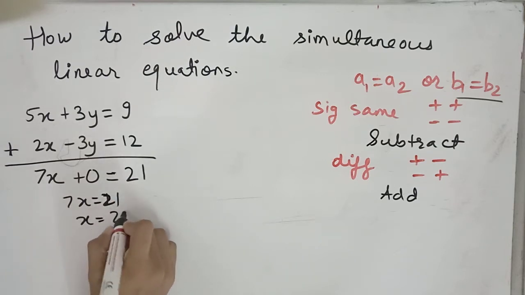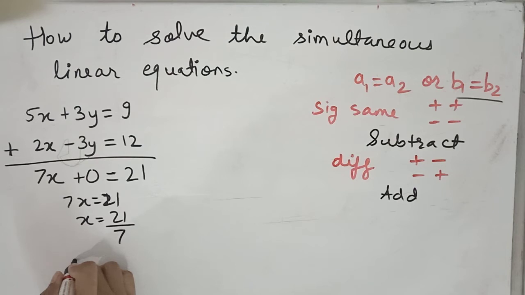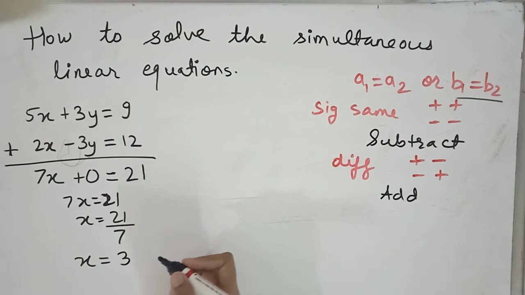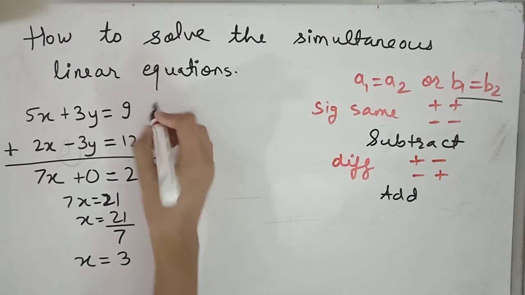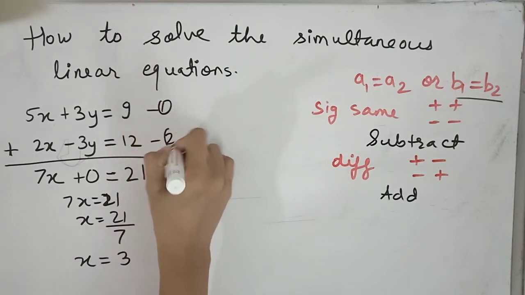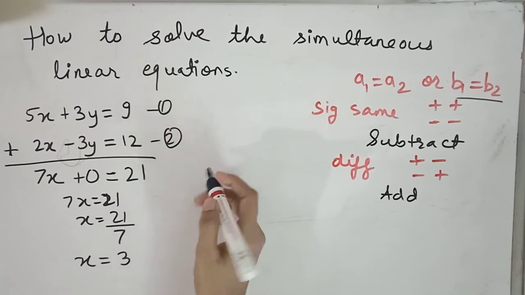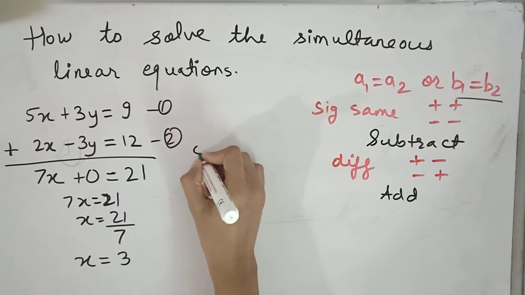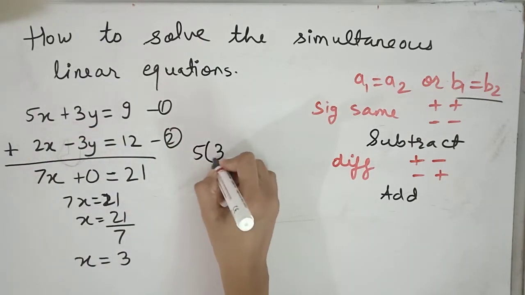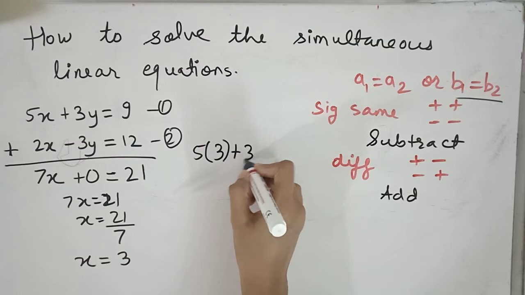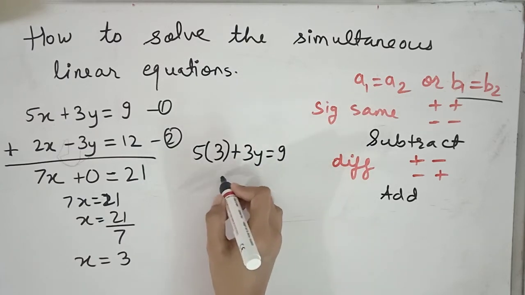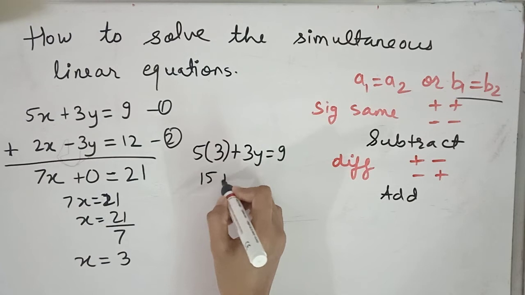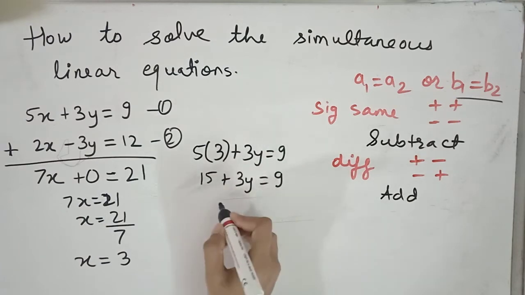x will be equal to 21 upon 7. So our value of x, 7 threes are 21, so the value of x will be 3. Now put the value of x in any one of the equations. Suppose this is the first equation and this is the second. I am putting the value of x in the first equation. So 5 into x, the value of x is 3, plus 3y equals 9. 5 threes are 15, plus 3y equals 9.